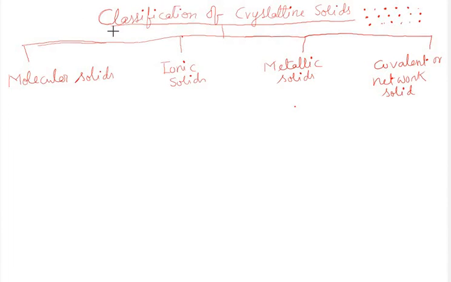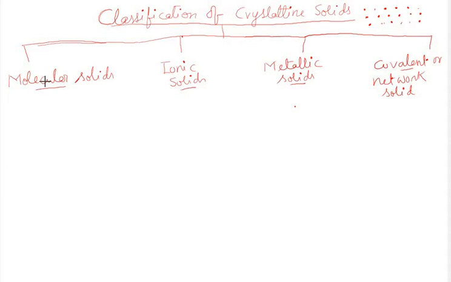Now first, broadly speaking, the crystalline solid can be classified into four types. One is the molecular solid. The second one is the ionic solid. The third one is the metallic solid, and the fourth one is the covalent or the network solid.